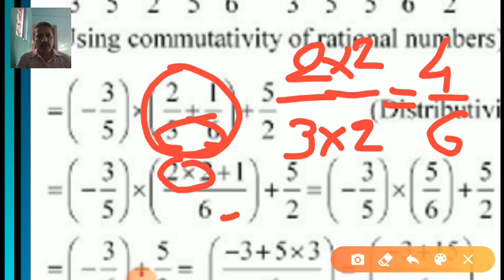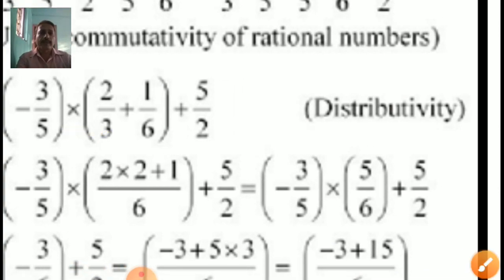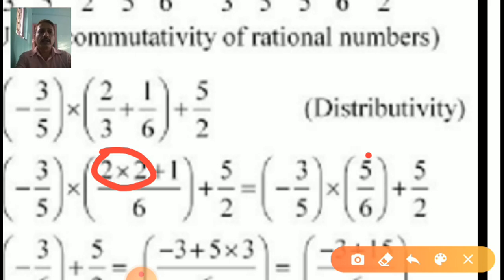And what about the second number? Let's say plus 1. We did it plus 1. Okay. Up to here you have no problem. Let's check for further. Look at here. 2 2s are 4 plus 1, 5. So this is 5 upon 6.